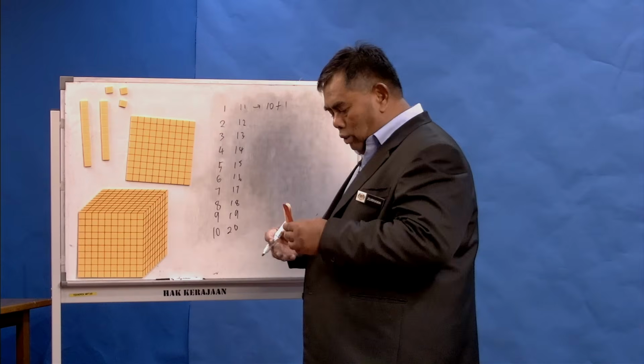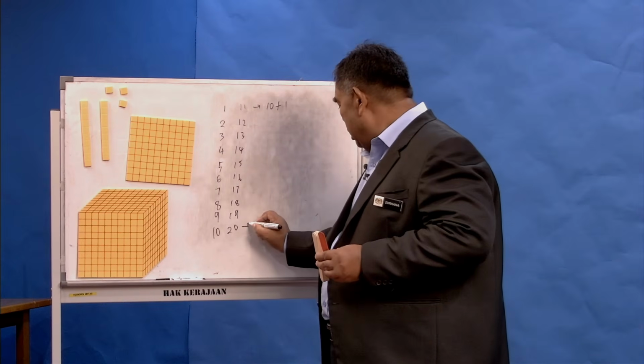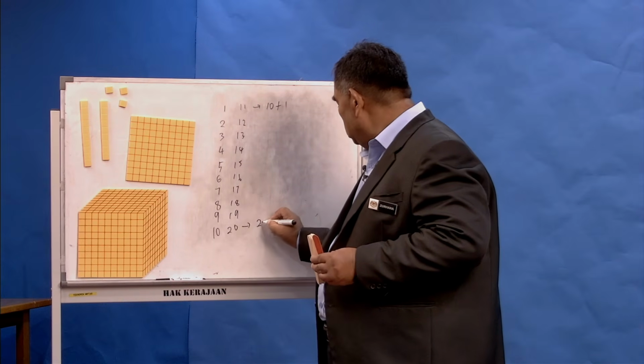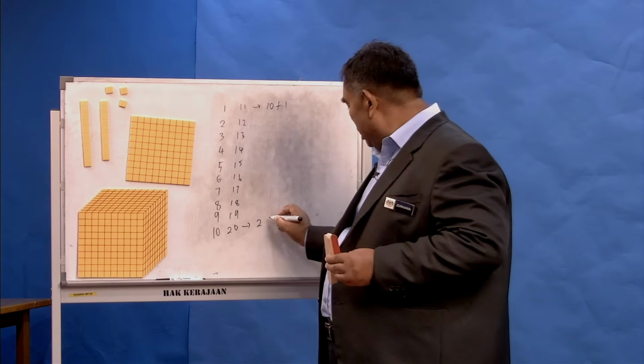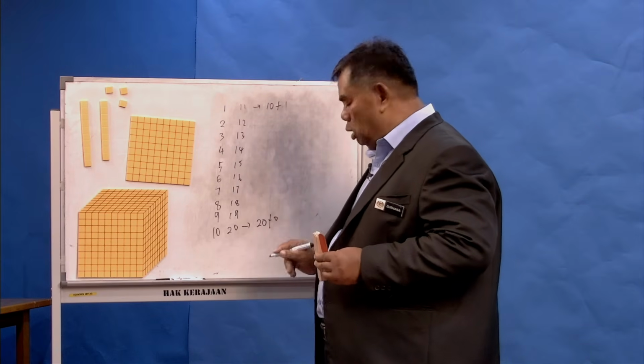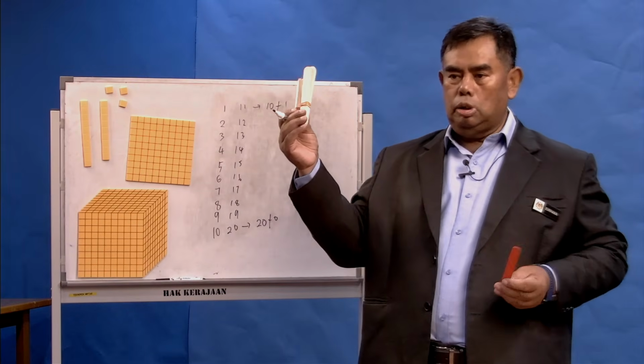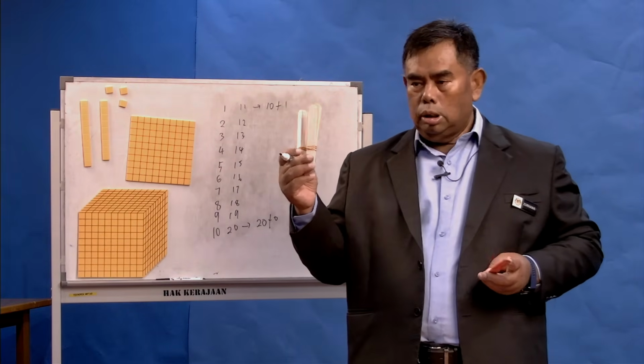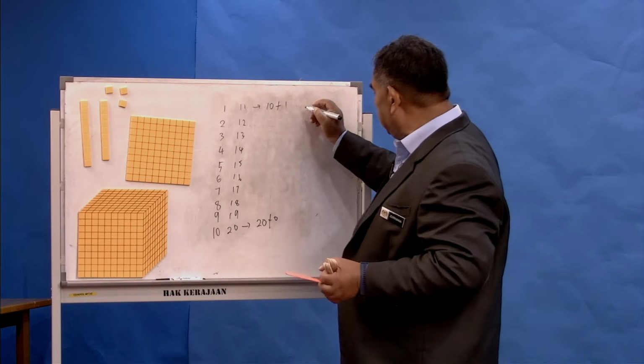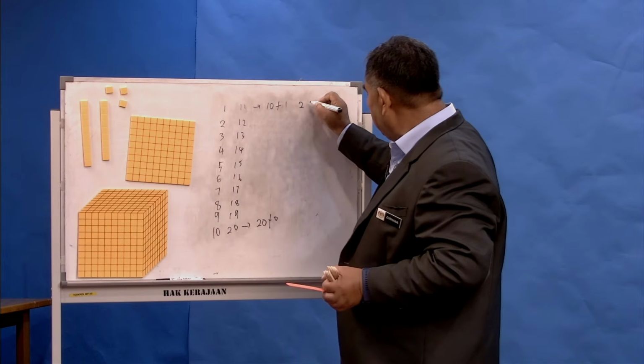What is the meaning of 20 here? I have 2 bundles of 10. 2 bundles of 10 plus 0. Okay, 0 sticks. I have 2 bundles of 10. Okay, 2 bundles of 10 plus 0. If I go through the counting, here I have 21.